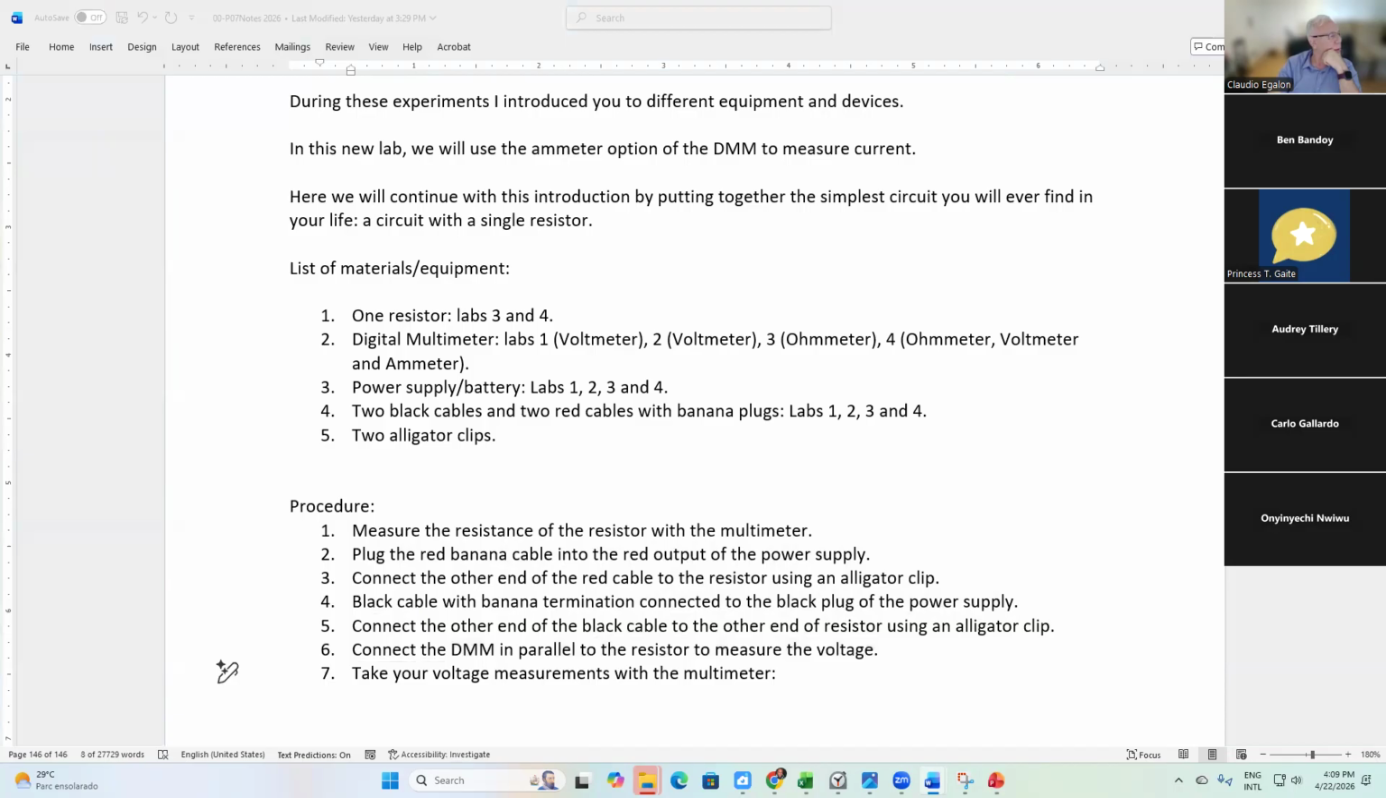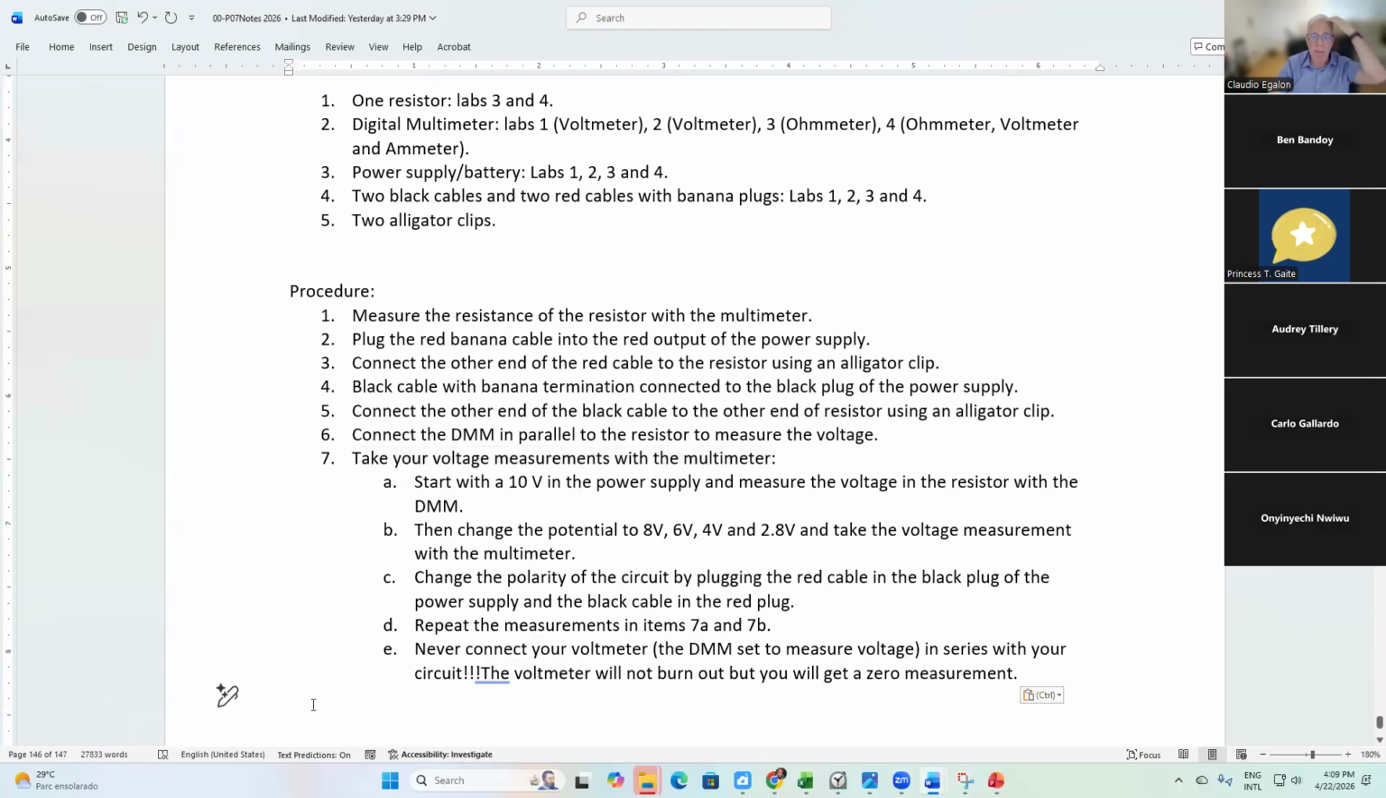There you go. Start with 10 volts, right? I'm just documenting what we did. Start with 10 volts in the power supply, measure the voltage in the resistors with the DMM, then change the potential to 8.64 and 2.8 volts. Take the voltage measurement with the multimeter, then change the polarity of the circuit by plugging the red cable in the black plug of the power supply and the black cable in the red plug. Repeat measurements in items 7A and 7B.